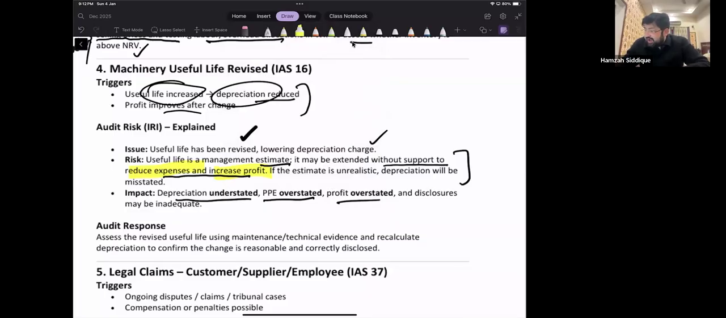So assess the revised useful life of the asset. The auditor has to assess using evidence, technical information, whatever is given in the scenario. Recalculate depreciation to confirm it is reasonable and correctly recorded, or not. So the audit response is addressing whether depreciation is appropriate or not.